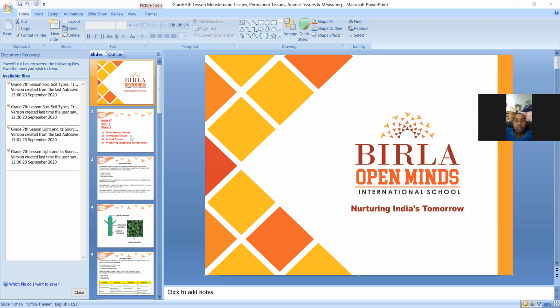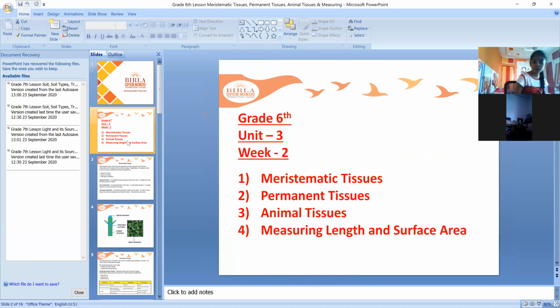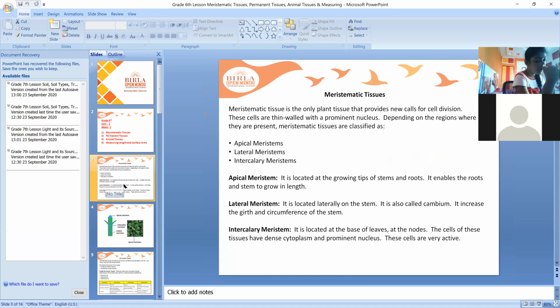So yesterday we discussed the meristematic tissue, permanent tissue, and animal tissues. We are going to discuss animal tissues today. We have already discussed the different types of plant tissues, like the meristematic tissue. I just want to recapitulate once again about the meristematic tissues. Meristematic tissues are the plant tissues which provide new cells through cell division. These cells are thin walled with a prominent nucleus, depending on the regions where they are.